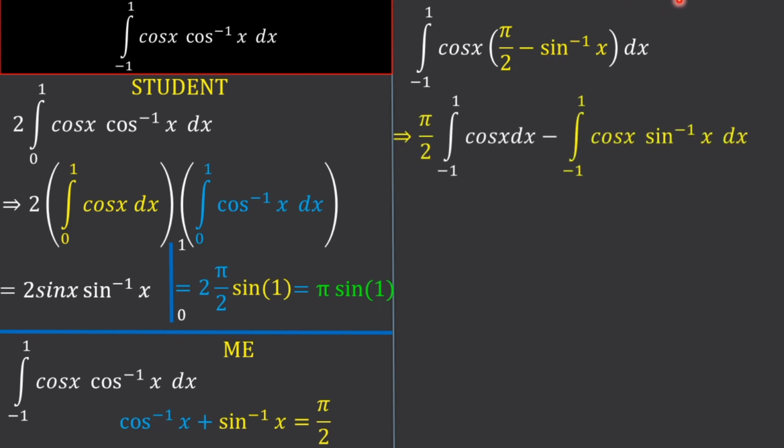x. Since pi over 2 is a constant, it can go out of the integral. So to have pi over 2 times the integral from -1 to 1 of cosine of x dx minus the integral from -1 to 1 of cos x sine inverse of x dx.